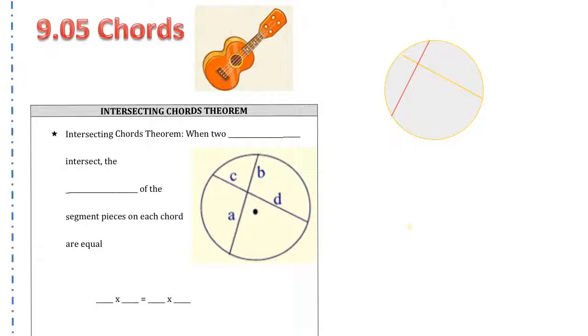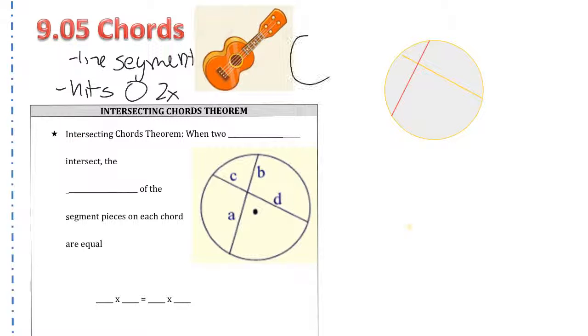So today we're going to talk about the intersecting chord theorem. And just really quickly, what a chord is, it's a line segment that hits the circumference of the circle twice. So for example, if I had a circle, I just need a line that is on the edges of the circle in two spots. Kind of like a diameter, but it doesn't go through the middle.